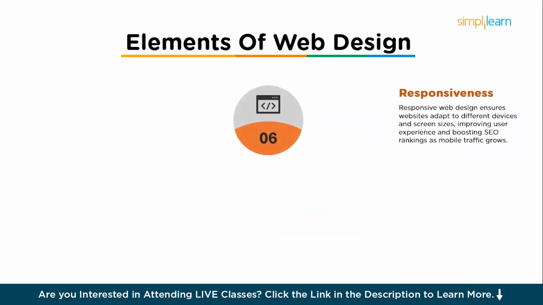And the sixth one is responsiveness. In today's digital age, a website must be optimized for a wide range of devices, including desktops, tablets, and smartphones. Responsive web design ensures that a website's layout and content adapt to fit different screen sizes and resolutions.